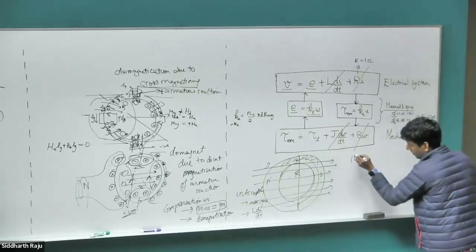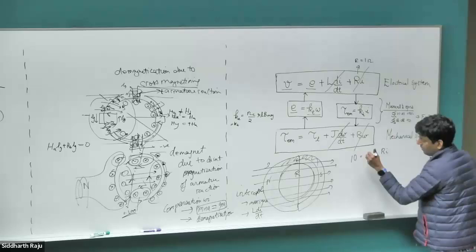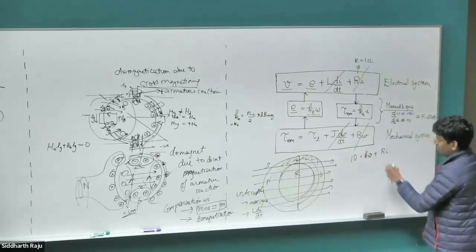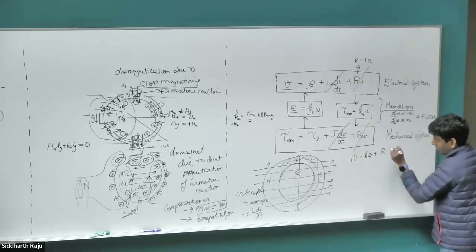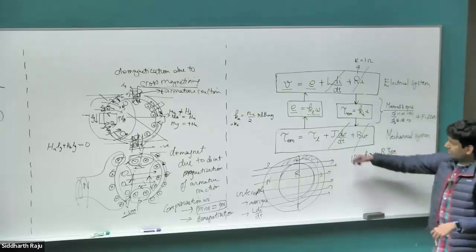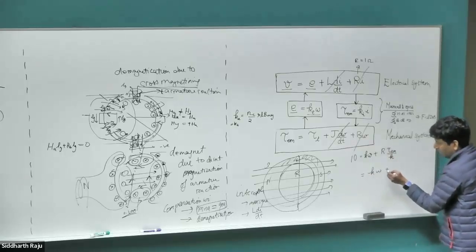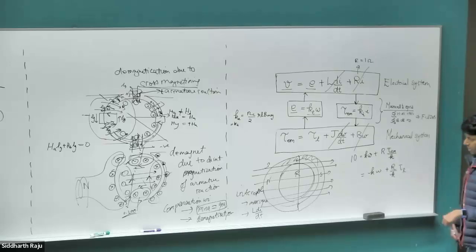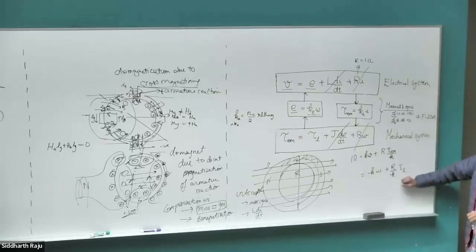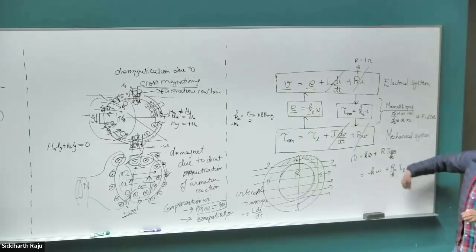All right, so we have 10 on the left side equal to E plus R times I. E itself we can replace as K times omega. I itself we can replace as tau EM by K. Again, these two terms are 0. Tau EM is just equal to tau L. So K times omega plus R divided by K times tau L. Okay, so as long as I give you the load torque, you can still find out what the omega value is going to be.